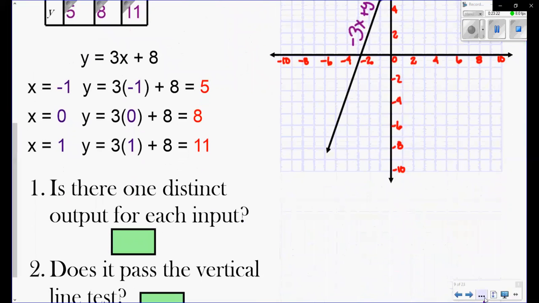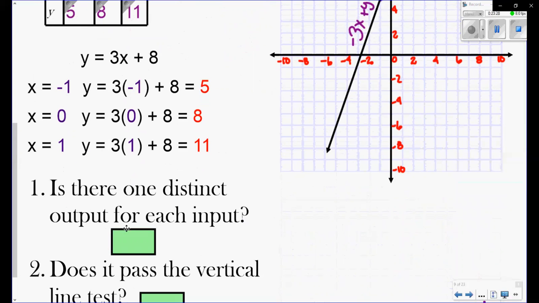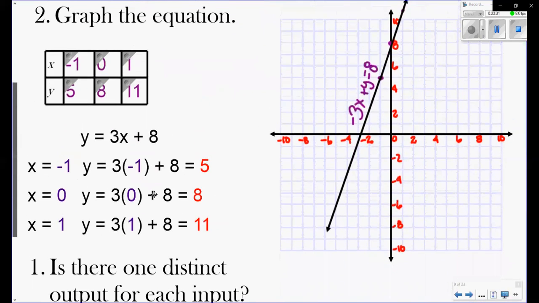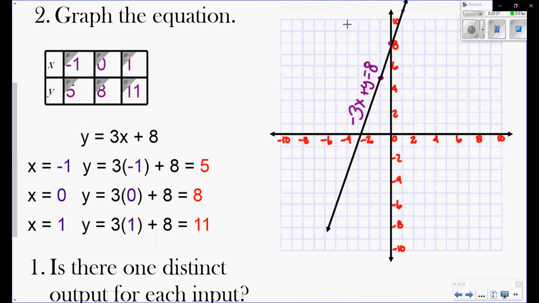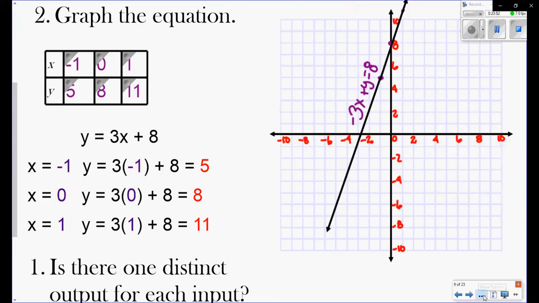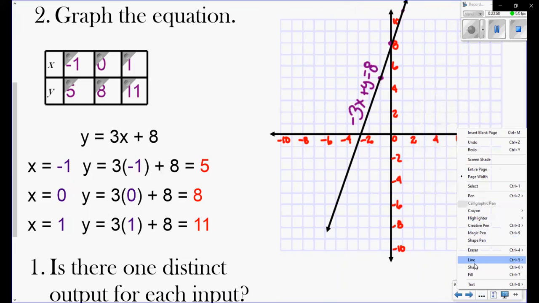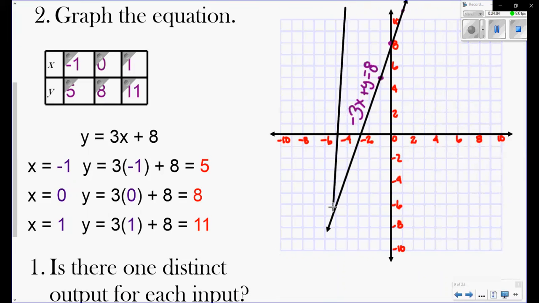So now we graphed it, we tabled it, we did what we had to do. And the question is: is there one distinct output for each input? Well, let's look at it. Let's take a red line, and I'm going to draw it. That's a bit thick, let me try that again. I want something smaller. All right, let's undo that, and I'll do something that is not so big. Line.